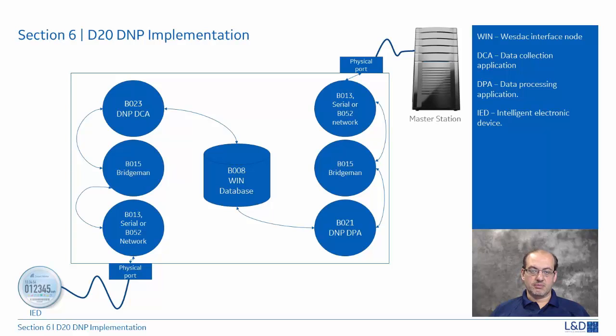The DNP DCA basically picks the facts or the point status, the digital input 1 status, digital input 2 status, digital input 3 status, analog inputs, and stores the information in the main database, or our WSDAC interface node or WIN database, application B008.